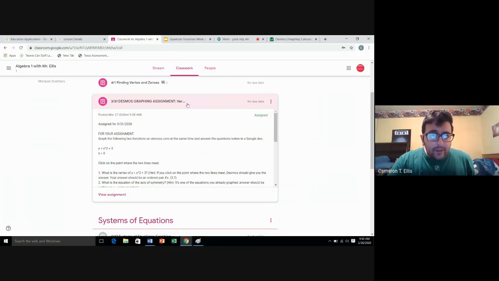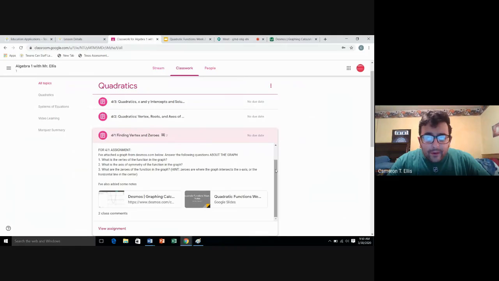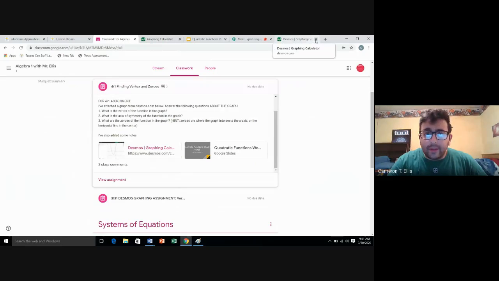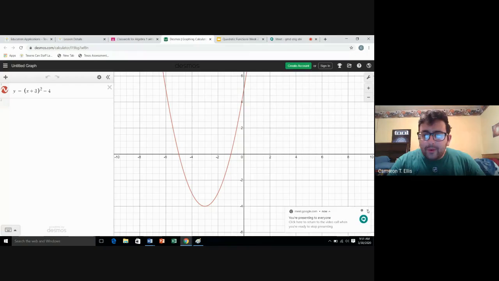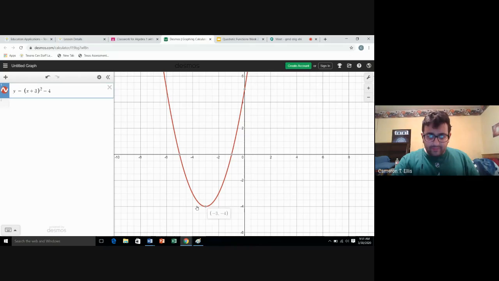Okay, classwork number 1. Let's go to number 2. Finding vertex and zeros. Okay, so now it's asking, what is the vertex of the function in the graph? Oh, they give us a graph. Cool, so I don't even have to do anything. So remember, vertex, the same thing as before, right? I just go down to this bottom point right here. And since it's curving up, that's going to be the minimum point, right? If I click on this point, what is that point? Probably my answer.